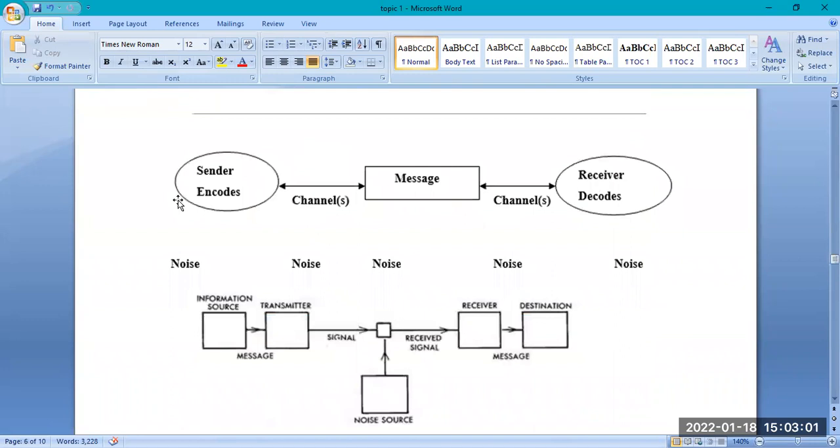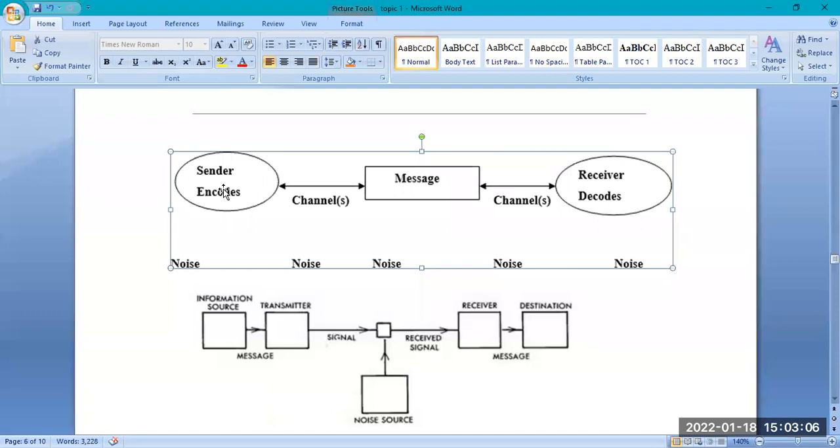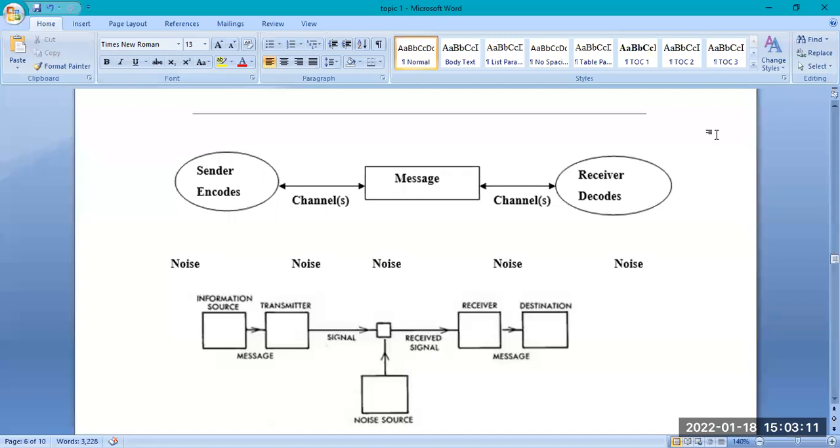The process of communication starts with the sender. Who is a sender? The sender is a person who initiates a communication. The sender can be an organization or a person. So the sender is a person who has an idea or who has some information that he wants to communicate.